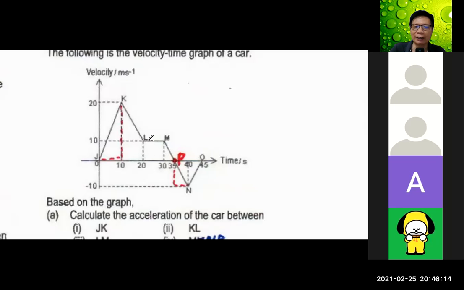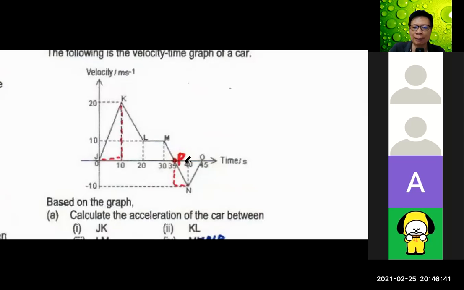Rectangle, to find the area, you take the length multiplied by the width. So it's 10 times 10, okay? And the last 10 seconds, this is also a triangle. So for a triangle, you take half times base times height. Base is 10. Height is also 10.